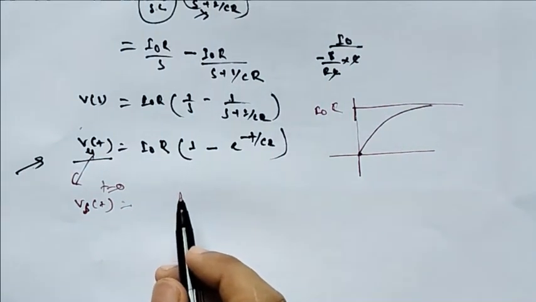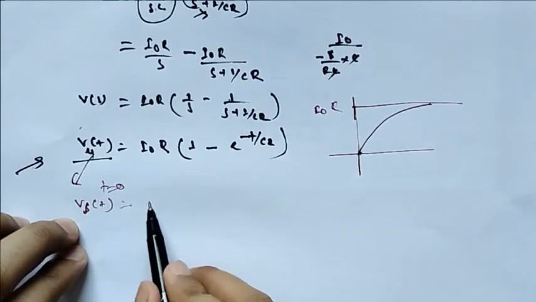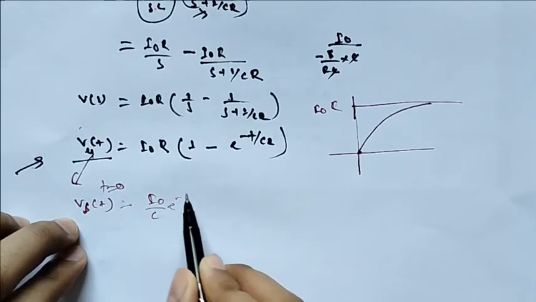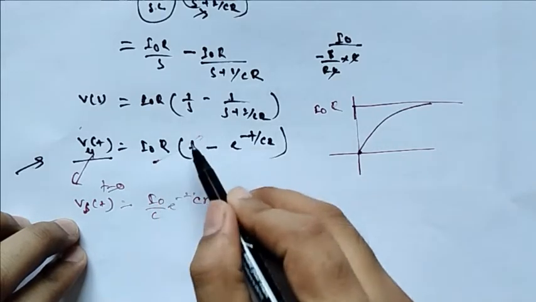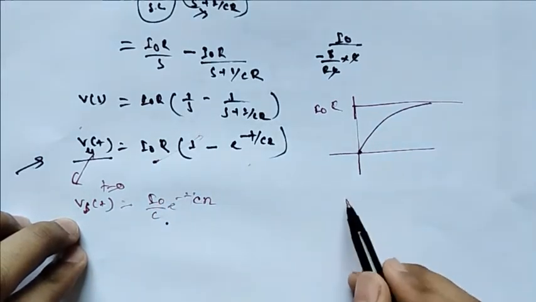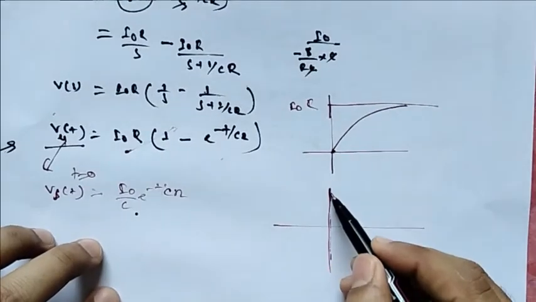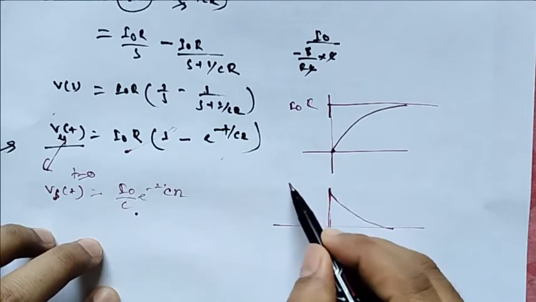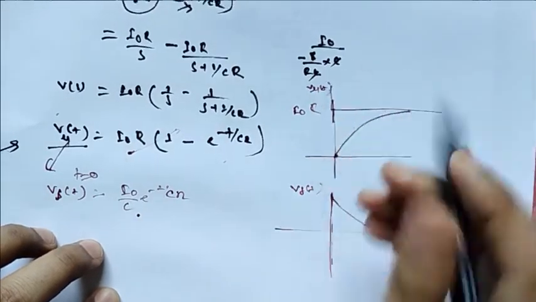We are going to see the state. V of delta t will be I naught by c e to the minus t by cr. If I take the differentiation of the constant, it will be 0, and if you differentiate the exponential, you are going to get this one. Now if I plot this, then it will be a decaying function. This is the response of v of delta t, and this is the response of v of u t.